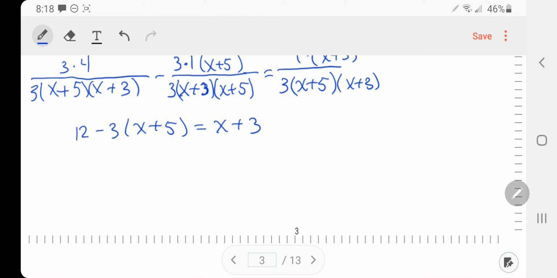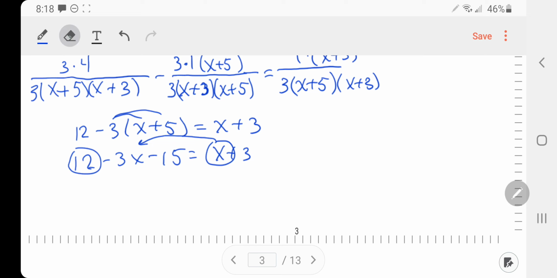I just need to solve for x. So we're going to distribute the negative 3. That's going to give me minus 3x minus 15, x plus 3. And then what next? Let's bring this x this way. And let's not do that, too many things in one step. Let's do this instead. Let's combine like terms. So negative 3x minus 3, x plus 3.